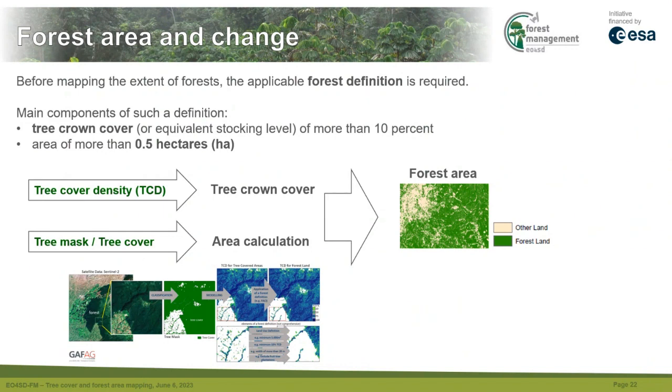So for example, you can see here the workflow. Tree cover density gives the canopy cover extent. So based on tree CD, you can filter the area which meets this canopy cover threshold, either 10%, 20%, 30%, whereas the tree cover gives you some way to filter the area calculation. For example, most of the time it's 0.5 hectares. So when you filter this data, then you get the forest area. That's how you can derive the forest area from these two products.